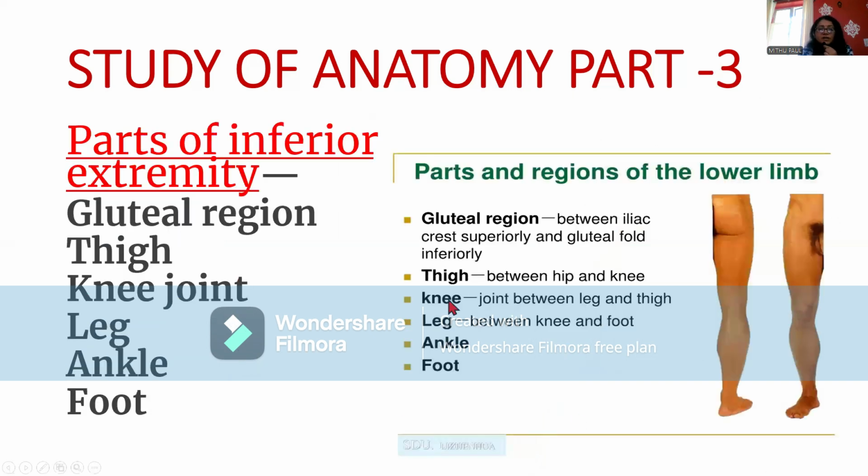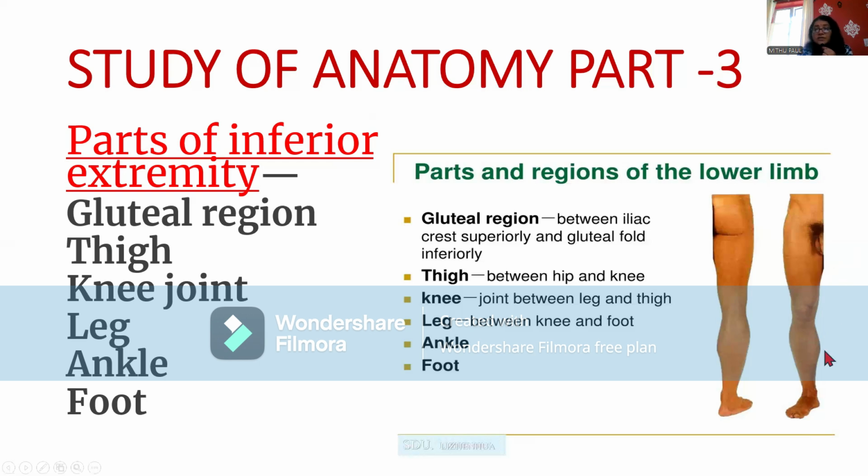Then coming on to the inferior extremity, again the zone of the inferior extremity is divided into gluteal region, thigh, knee, leg, ankle, and foot. In layman's terms, what we used to say, the whole of the inferior extremity to be the leg, is not correct here in anatomy. Seeing from the back, from the region of the iliac crest onto the gluteal fold is the region known as the gluteal region. Now from the region of the hip joint onto the knee is the thigh. Then from the knee to the ankle is the leg. Not the whole of the inferior extremity is leg, as we say in anatomy.